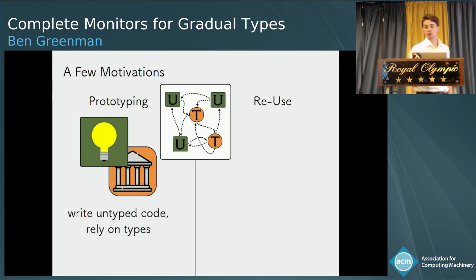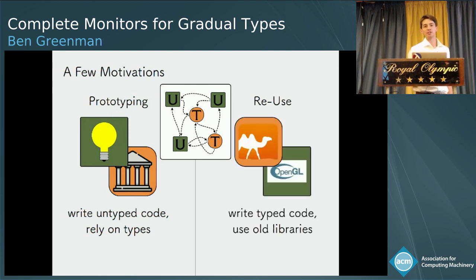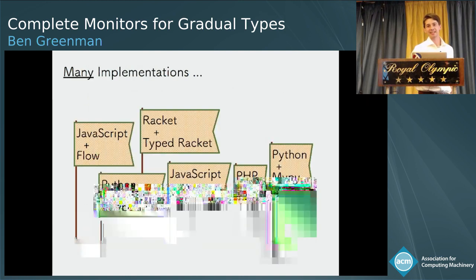Another reason is for reuse. If you're working in a typed language and one day you find that there's a library that implements some functionality that you wish you had, you can get it immediately because you can mix typed and untyped. So, yes, many reasons. And with all these excellent motivations, it's no wonder that there's a whole cottage industry of adding static types to previously untyped languages.